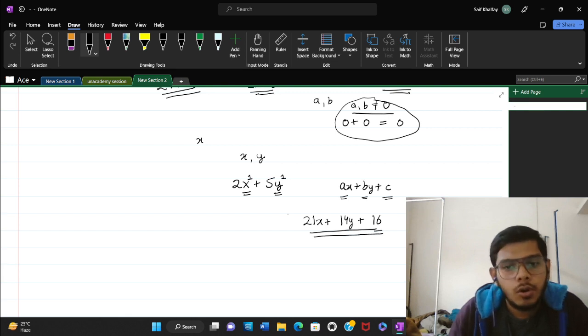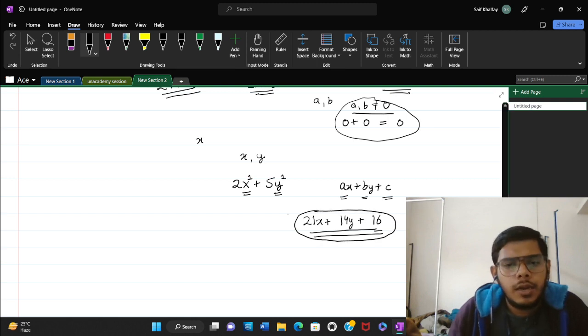Have you got the basic idea about the definition of linear equations in one and two variables? I can write anything here. Like I can write 2x plus 3y. This is also a linear equation in two variables.